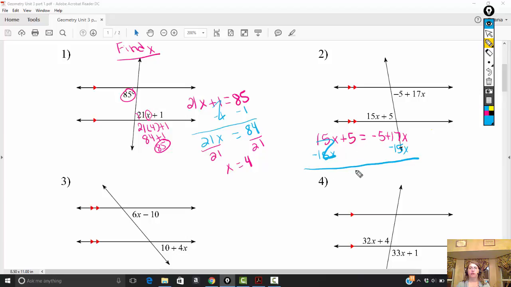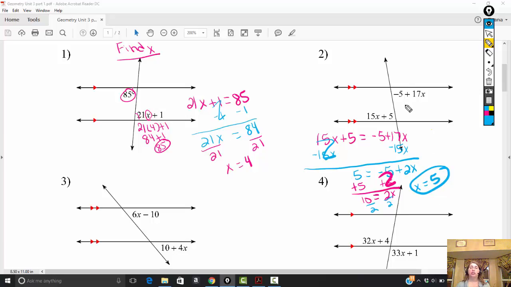This zeroes out. Drop down your 5, drop down our negative 5, and 17x minus 15x is a positive 2x. Then we're going to add our negative 5 to both sides. So we're going to add 5 to get rid of it. 5 plus 5 is 10. This zeroes out, and we get 2x. Some of you have already figured out when you divide by 2, x is going to equal 5.